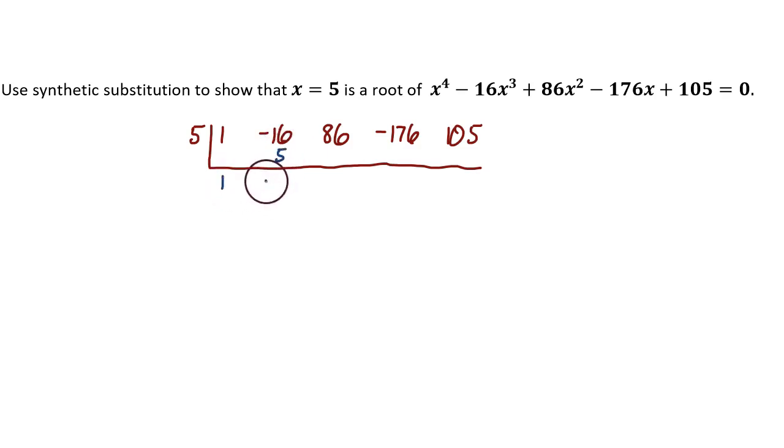1, 5, negative 11, negative 55, 31, 155, negative 21, negative 105, and this does make 0. So our answer is yes.